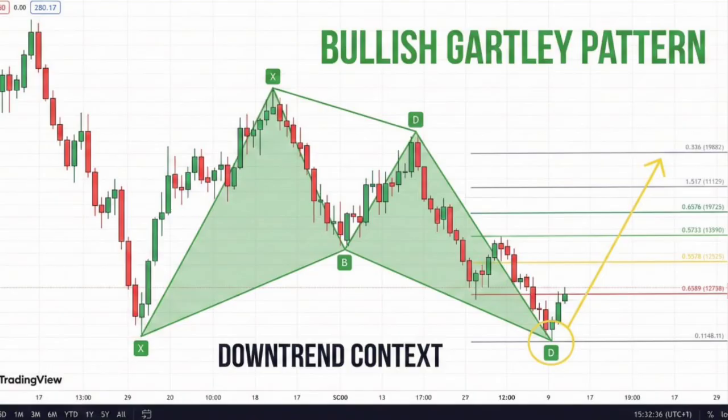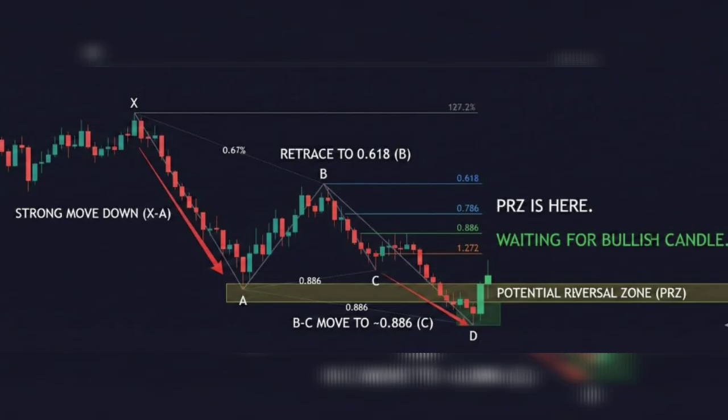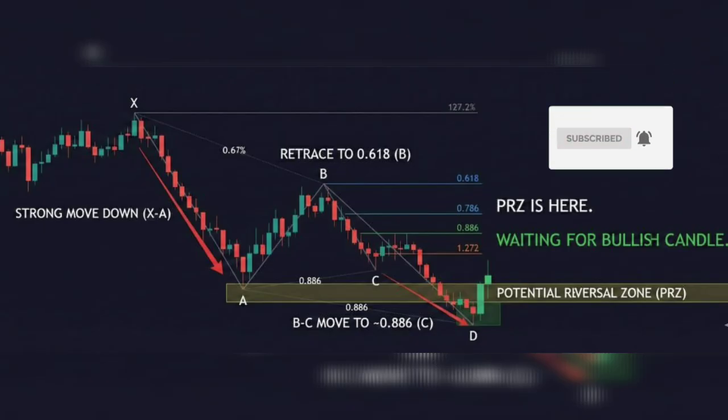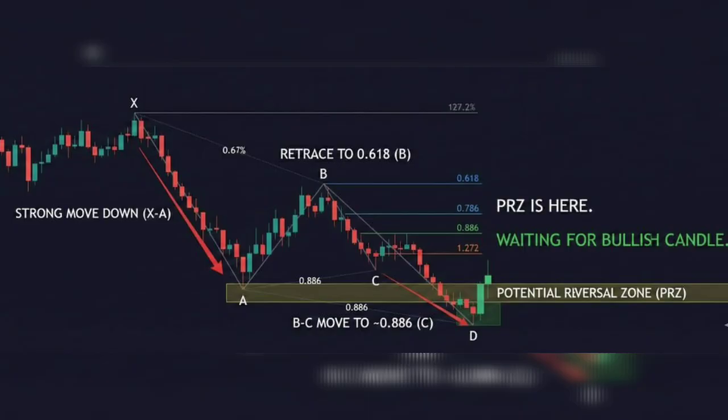The master stroke, how to validate and trade it. Finding the pattern is only step 1. The pro move is validation and execution. Here's my 3-step checklist. Step 1. Pattern completion. Wait for price to actually reach the PRZ, point D. Don't anticipate. Patience is key. Step 2. Confluence and structure. Is the PRZ also aligning with a previous horizontal support resistance level, or a major moving average? The more confluence, the stronger the signal.